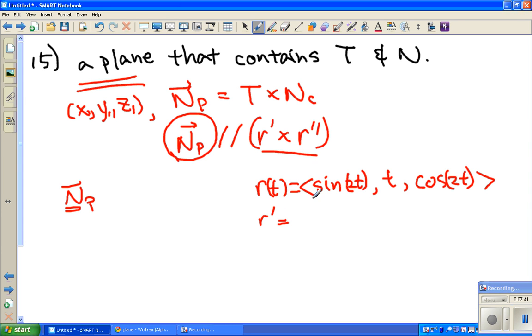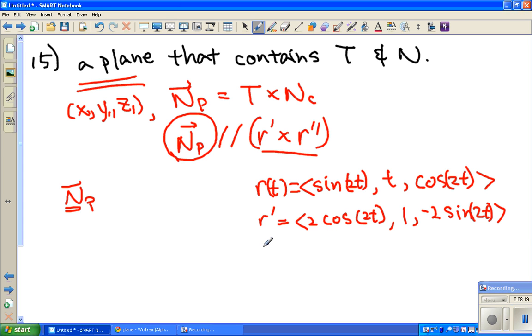R prime now here becomes 2 cosine of 2t, and then 1, negative 2 sine of 2t. Or in fact, since we didn't practice finding the unit tangent vector, we can try to just get the unit tangent vector. Actually, it's not a big problem here.